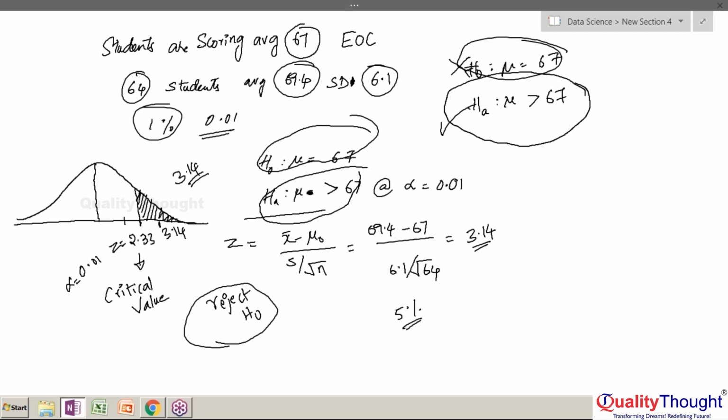Now they thought of implementing a new book, and they selected 64 students, and they are thinking they are going to get an average of 69.4 marks, which is a higher score than the earlier one. So you need to understand whether you need to reject or accept the null hypothesis. When you are accepting the null hypothesis, then you are saying they don't get higher marks like 69.4 with the new book. If you reject the null hypothesis, you have to accept that they are going to get higher marks with the new textbook.